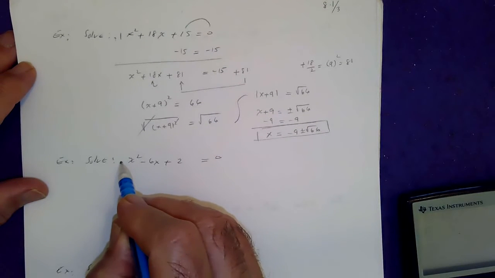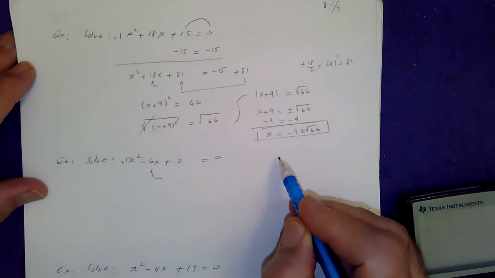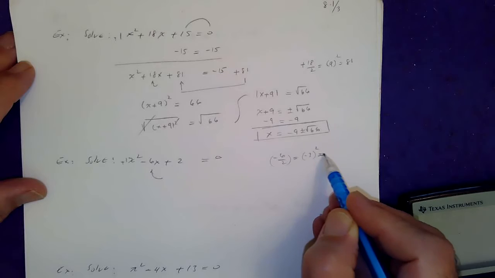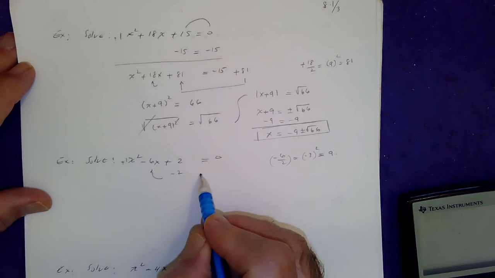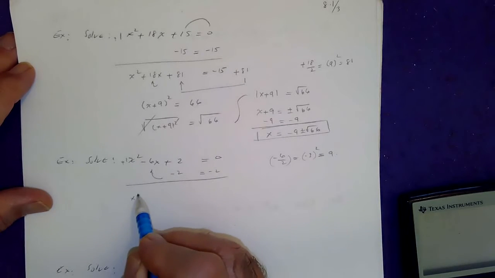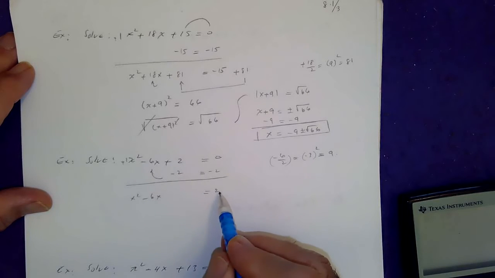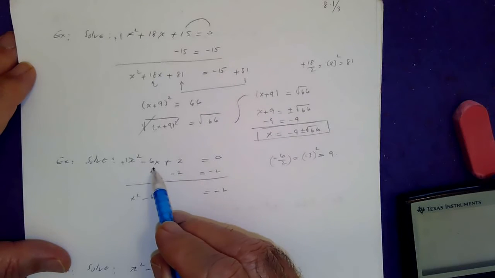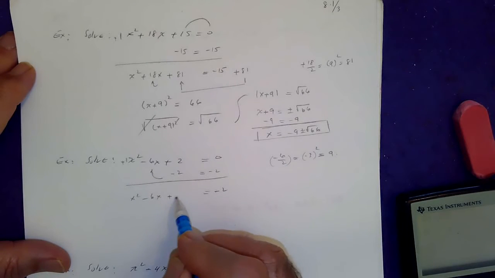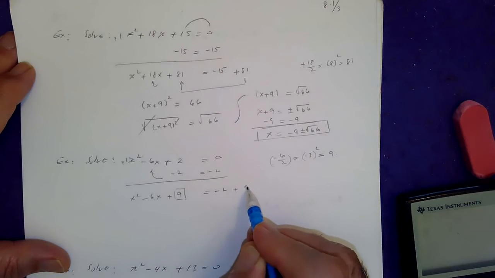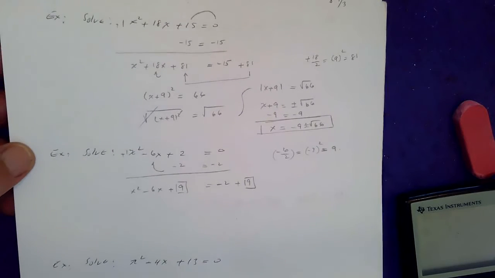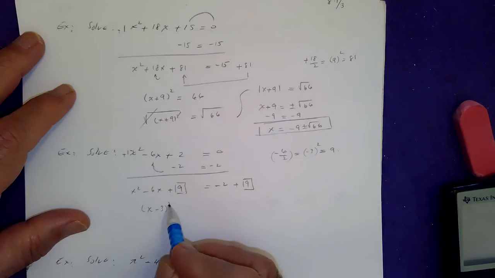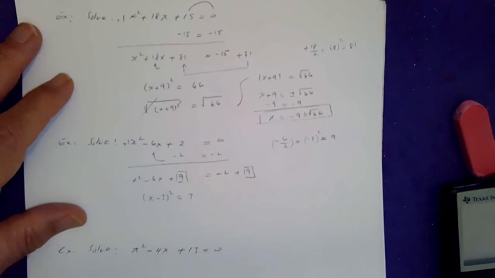Next one, make sure the leading coefficient is 1. Take half of -6. That would be like what? -3. Square it. And that would be like 9. So first, you subtract 2 from both sides. Okay. Then what you do, you kind of add what? Half of the coefficient of b squared. In other words, add 9 to this side and that side of the equation. Remember, whatever you do to one side, you got to do it to the other side. But if you factor this out, that would be x minus 3 squared, and that would be like 7.